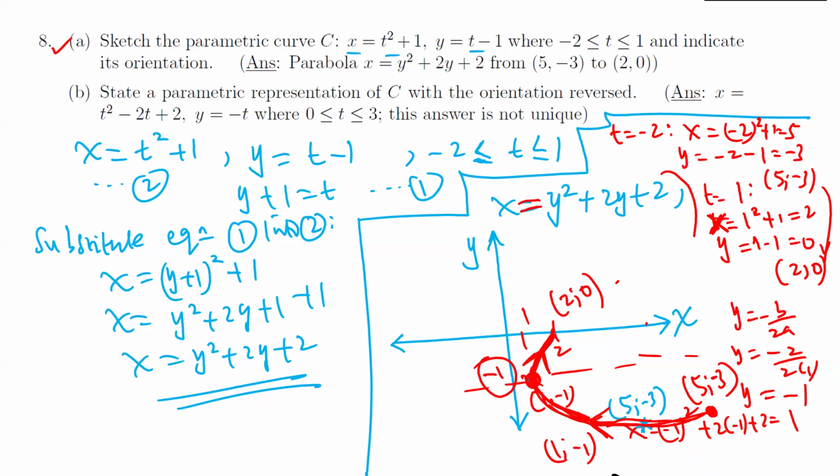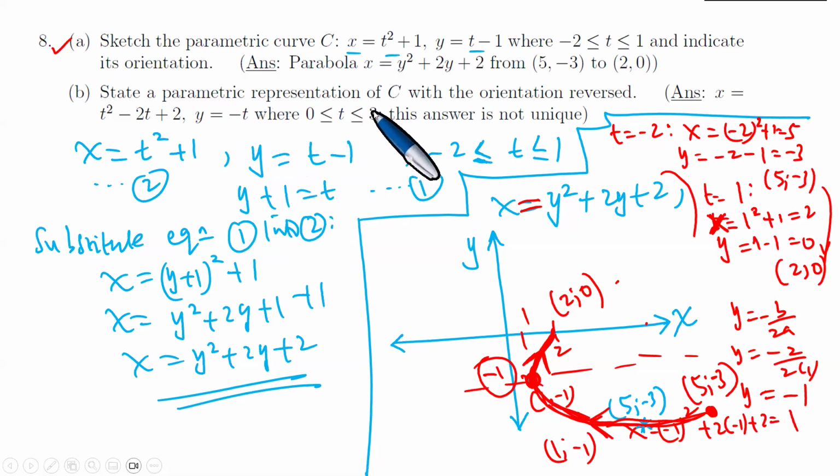So that is what you're going to have. Let's check the next question. Ah, okay, the next question is B. So we're done with this one, but now there's a small change here. State a parametric representation of C. C, it's this one.